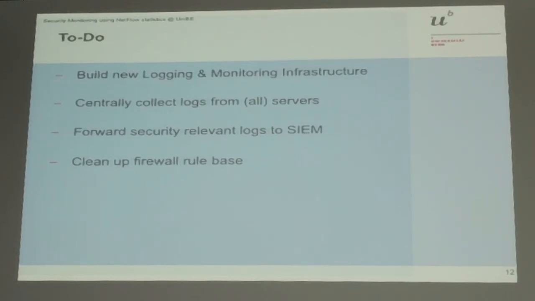For that, we first have to build the new logging and monitoring infrastructure with Elasticsearch, Logstash, and the Graylog front end. After that, centrally collect all data into our huge logging system, and from that, forward the information that is security relevant, like user logins, Apache logs, and so on, to the correlation engine, which then makes the correlation and gives us an alert if an incident occurs. Alerts can be email, SNMP trap, or whatever else. And another thing, but that's out of the focus here, is to clean up our firewall rule base.